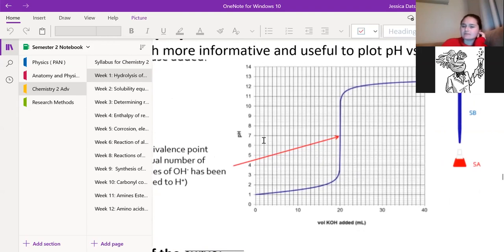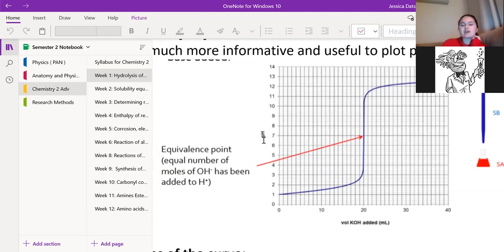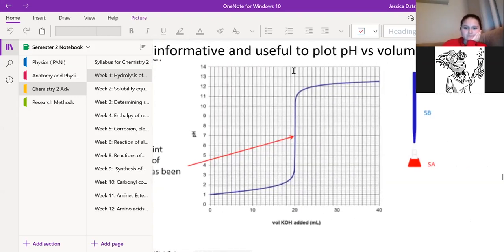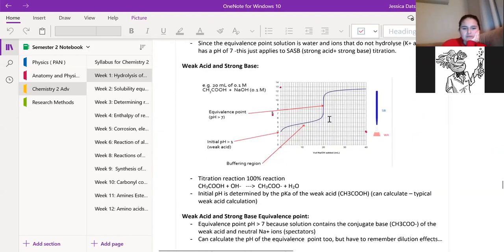What is an equivalence point used for? It's to tell when your titration has reached neutralization. Perfect, correct. It's pretty much when you have an equal number of hydrogen ions to hydroxide ions. So you've got your equivalence points. Can you see this beautiful long vertical climb? This is a strong acid, strong base one. So the equivalence point is really important.